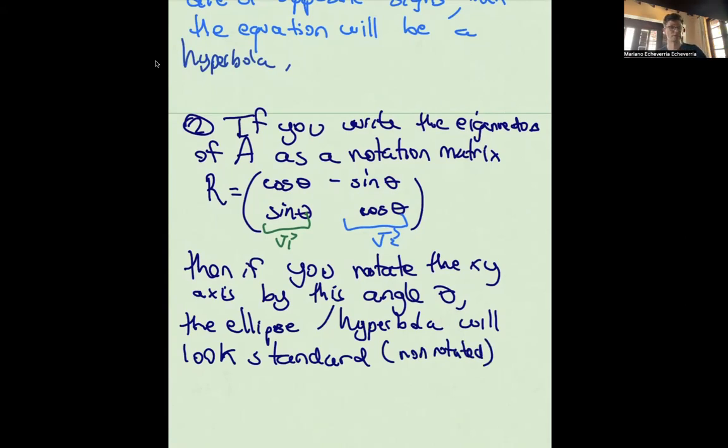I'll show you what I mean once I do the examples, which I'm about to do. But this is essentially what I'll ask you to find in these problems. I'll ask you to identify the equation as a hyperbola or an ellipse, which just requires the eigenvalue stuff. And then I will ask you to find the angle of rotation, which tells you how much you have to rotate the xy axes to get to this standard case.